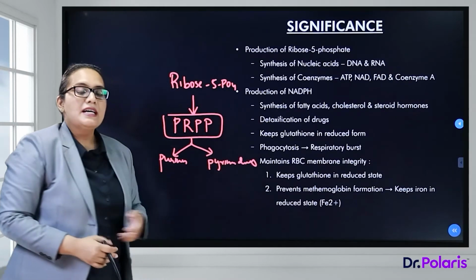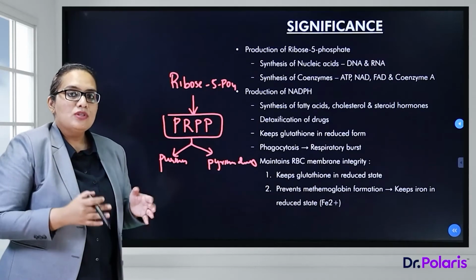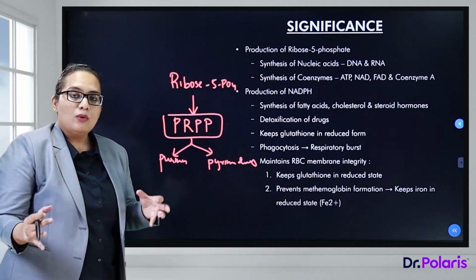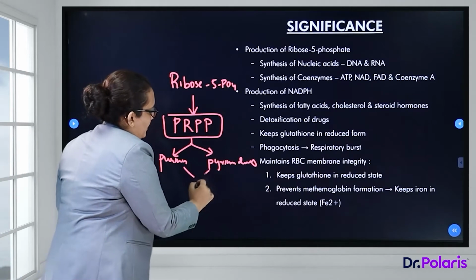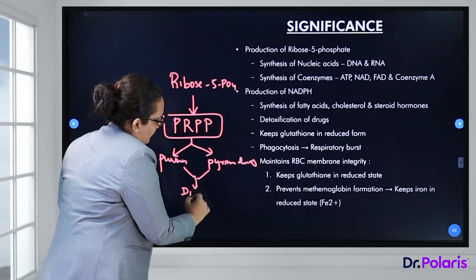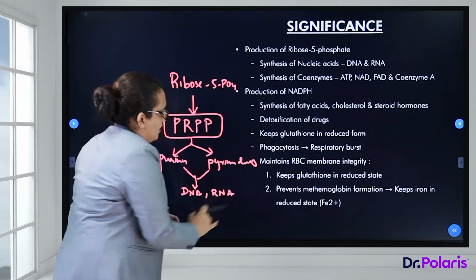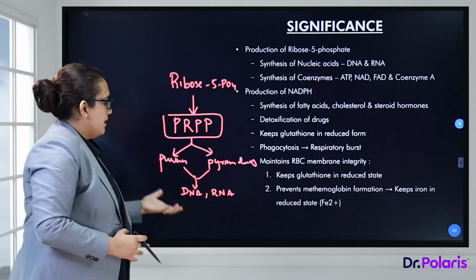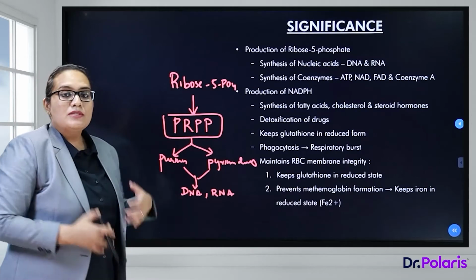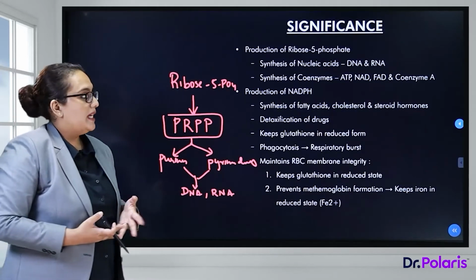Purines and pyrimidines are nitrogenous bases, and those bases are required for the formation of DNA and RNA, which make up the genetic makeup of a human being. So this is the role of ribose 5-phosphate in the formation of nucleic acid.